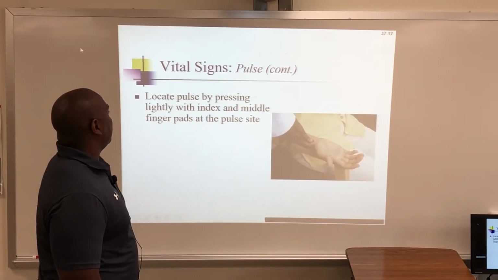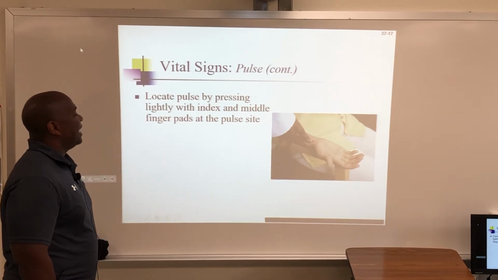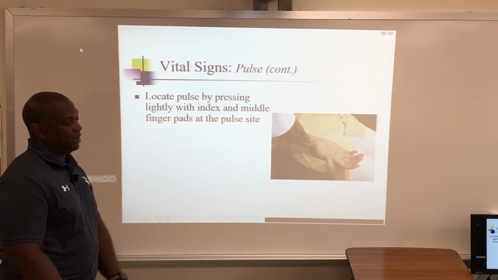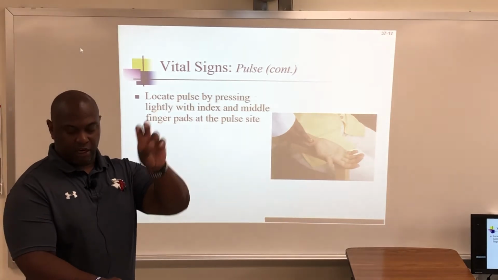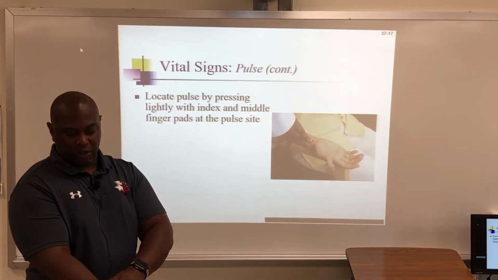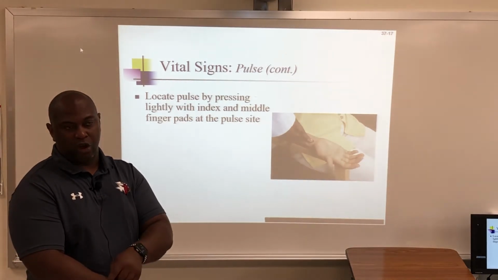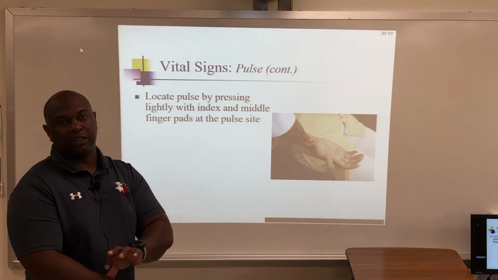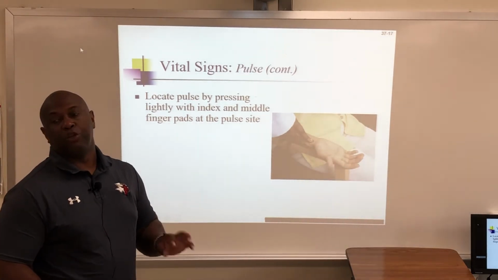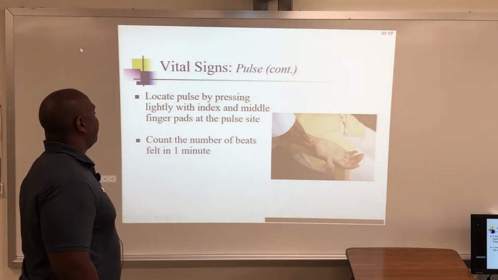All right, locate the pulse by pressing lightly with the index finger and the middle finger pads at the pulse site, okay? So you could go with these two fingers, your index and your middle finger, right here on the pulse. You can do it on the opposite side, and you grab the back of the person's arm with your thumb, okay? Never use your thumb to take a pulse, all right? Count the number of beats felt in 1 minute.